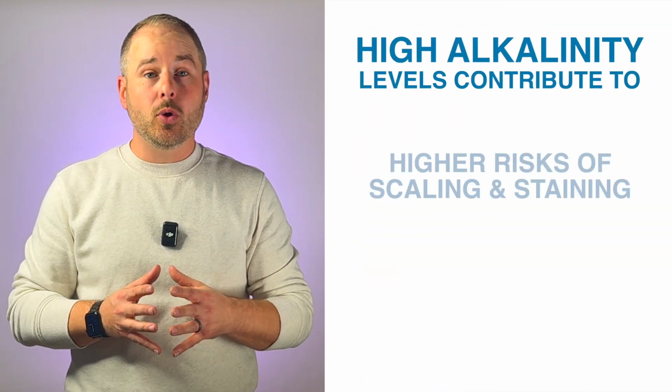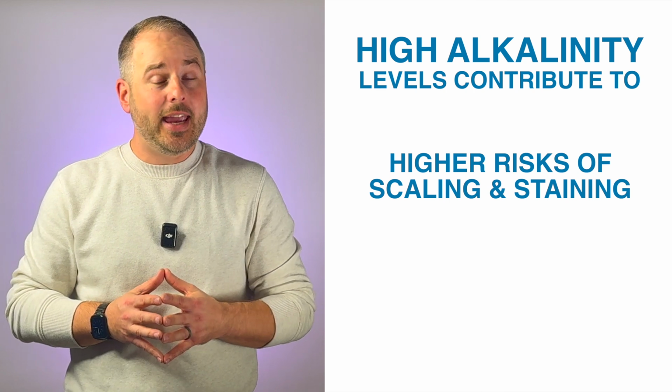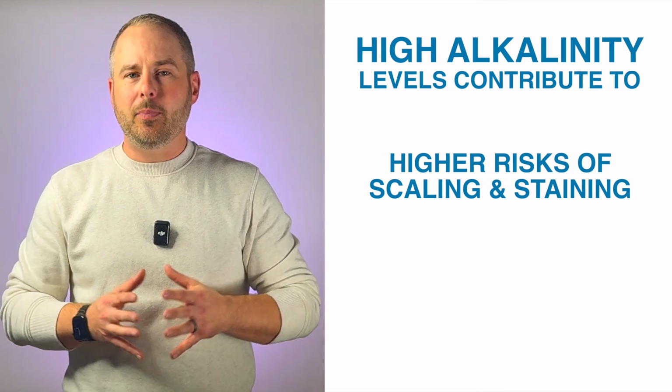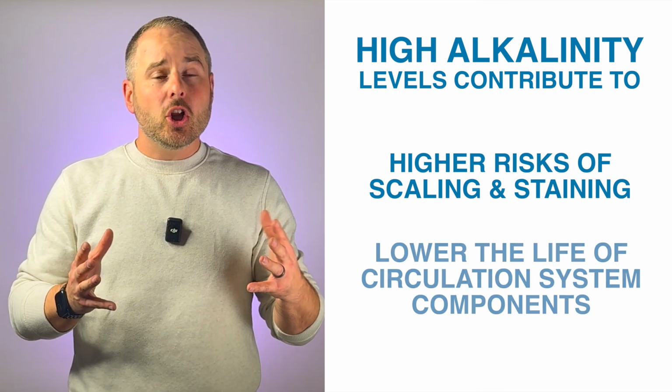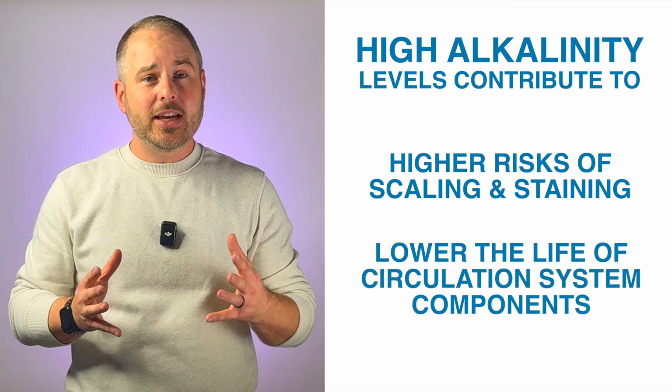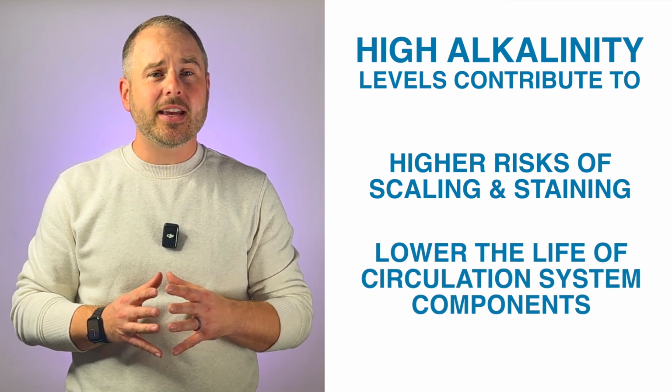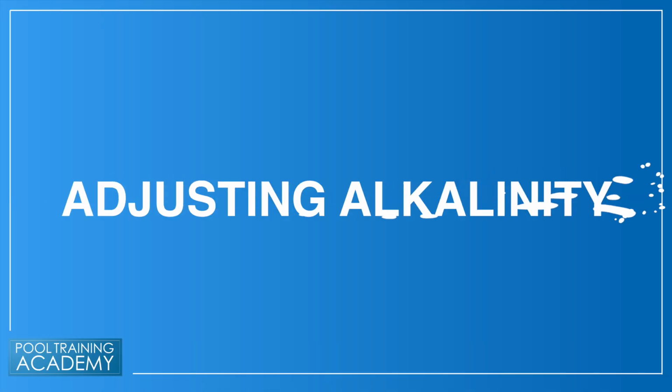On the opposite end, high alkalinity levels can lead to something called pH lock. In high alkalinity environments, pH tends to be high as well, and it can be difficult to lower if alkalinity isn't properly addressed first. High alkalinity levels also contribute to a more scale-forming environment that can, over time, lead to scale buildup on your pool surfaces and lower the life expectancy of your circulation system components by gumming up things like your heat exchanger.